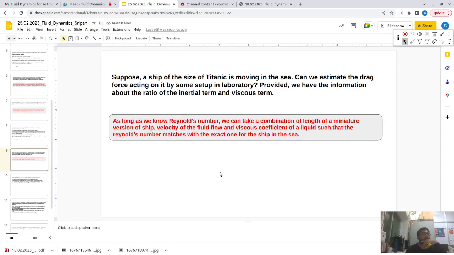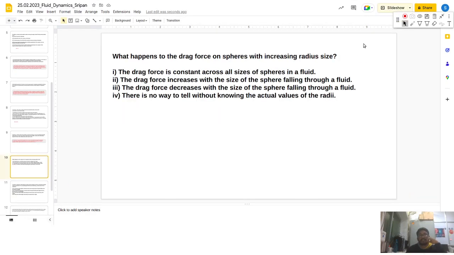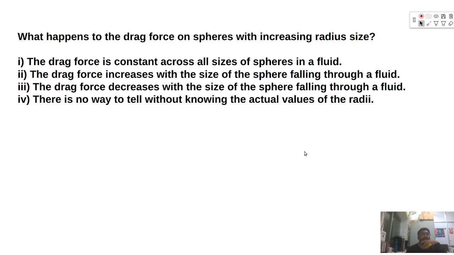So this is known as dynamic similarity. Okay. So the next question is, what happens to the drag force on spheres with increasing radius size? Whether the drag force is constant across all sizes of spheres in a fluid, whether this will increase with size of sphere, whether this will decrease with size of sphere, or we cannot tell about this thing. What do you think about this?